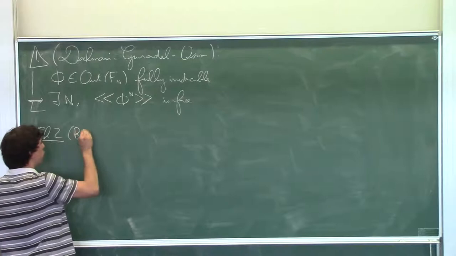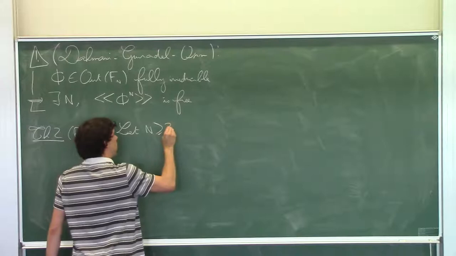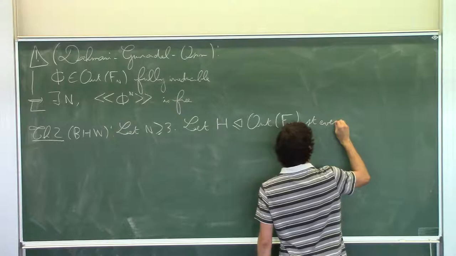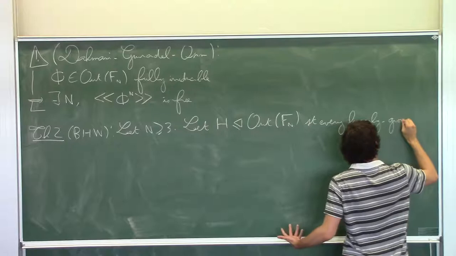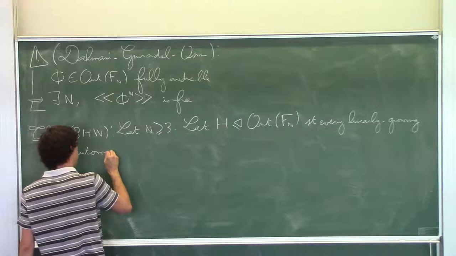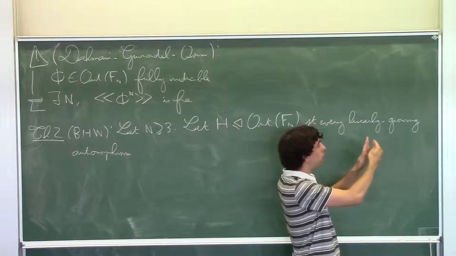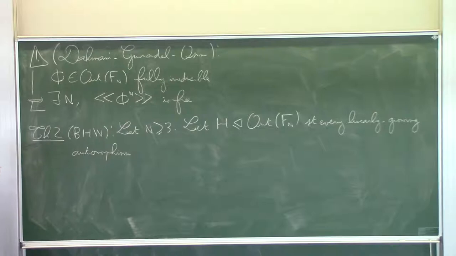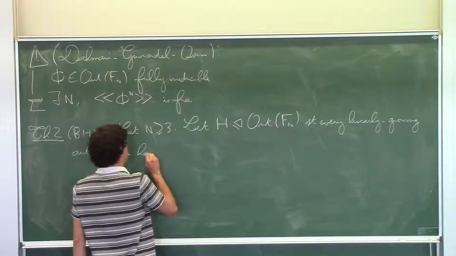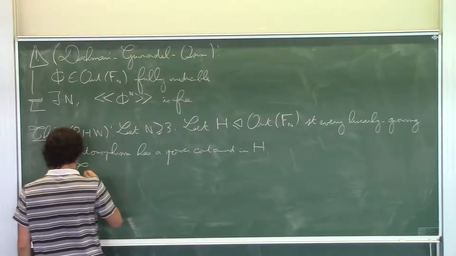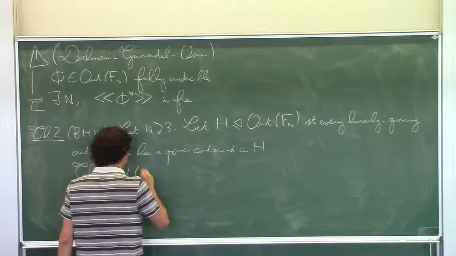So what do we prove? The first thing we prove is that, if n is at least 3, and let H be a normal subgroup of Out(F_n) such that every linearly growing automorphism, every Dehn twist if you wish, has a power contained in H. By linearly growing, I mean that if you pick an automorphism and iterate it on any element of the free group, then the length of phi to the n of g is going to grow linearly. So it's a Dehn twist. So here, typically, H contains many of those small automorphisms. Then the natural map from Out(F_n) to the abstract commensurator of H is an isomorphism.